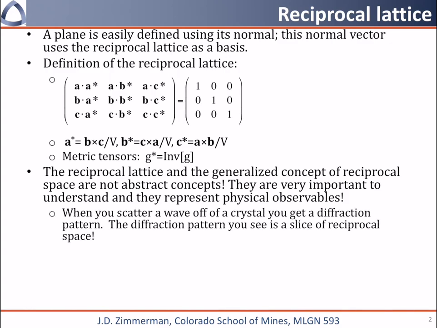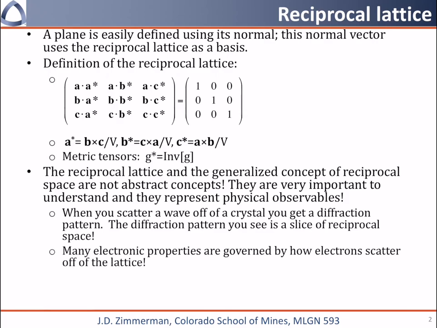So the first one is anytime you scatter a wave off of a crystal, you get a diffraction pattern. This diffraction pattern is actually a slice of reciprocal space. Many of the electronic properties, such as the band structure, are governed by how the electrons in the material move through this lattice, and they're going to scatter off this lattice, and we always have to use reciprocal space to describe this.